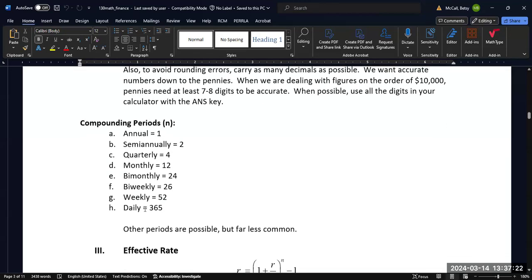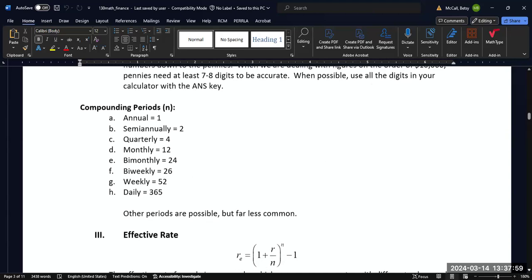Now, different compounding periods will show up in your problems. Annual would mean n is 1. Semi-annual would be 2. Quarterly would be a 4. Monthly is 12. Bi-monthly is 24. Bi-weekly is 26. Weekly is 52. And daily is 365. Obviously, other periods are possible, but they're less common. These are the ones that are most likely to show up. We've already seen an example with monthly and weekly and daily and annually.